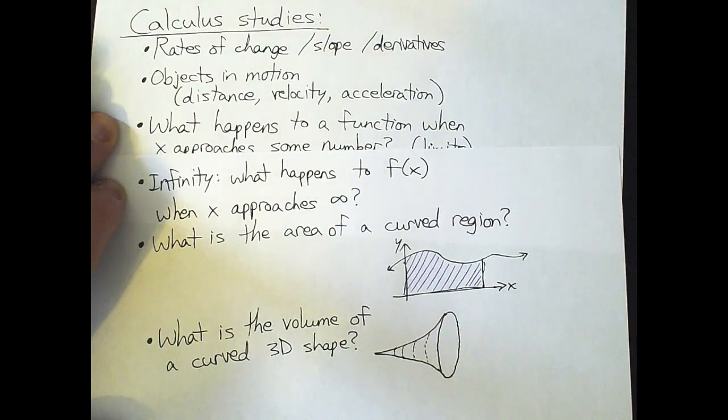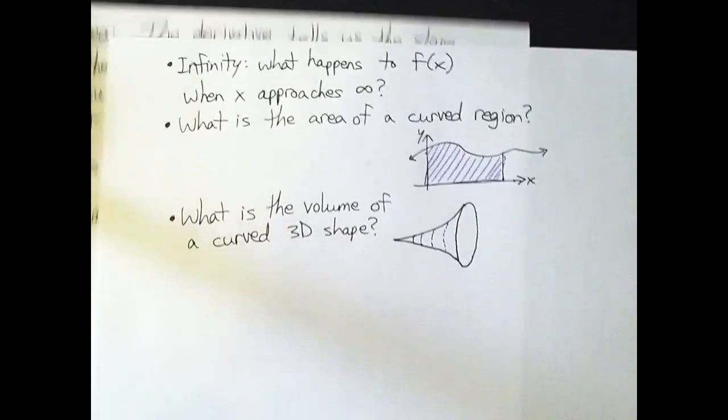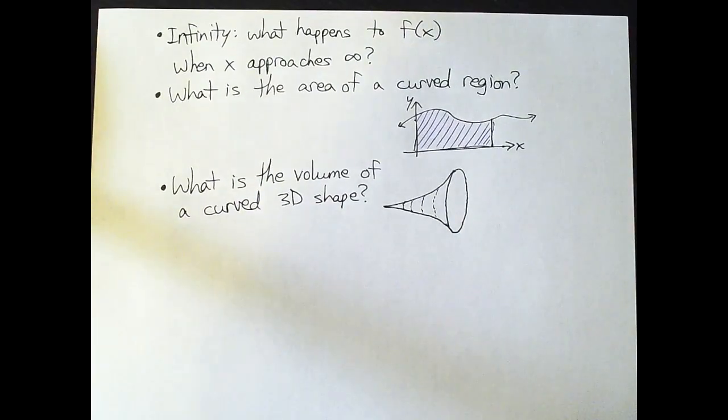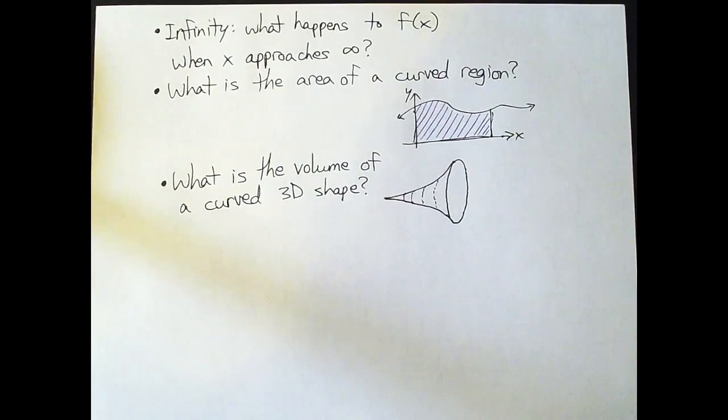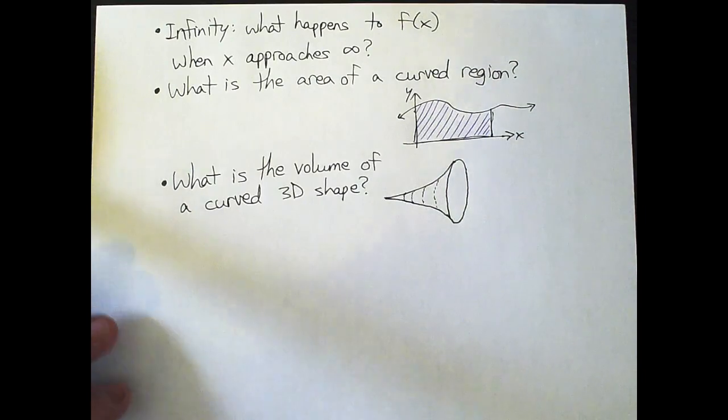Well, I guess when it comes to volume of three-dimensional shapes, we probably know how to find the volume of a box. Maybe we've seen, at some point in our lives, a formula for the volume of a sphere or the volume of a cylinder. But what about other weird shapes like this? That's another thing that calculus can answer.